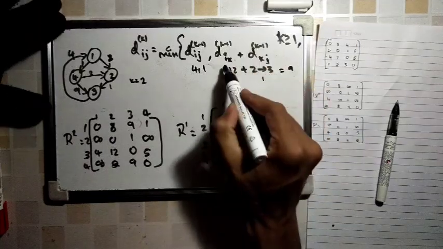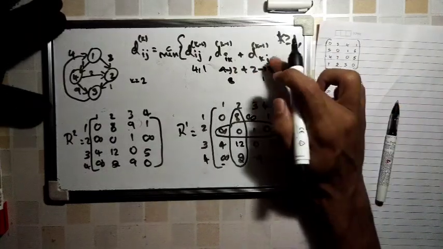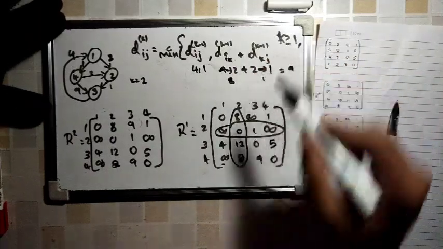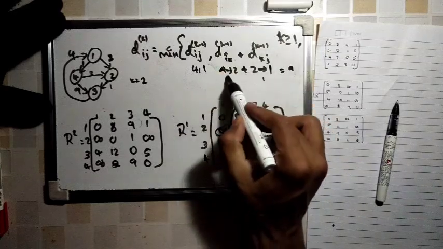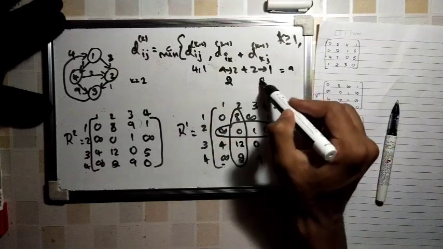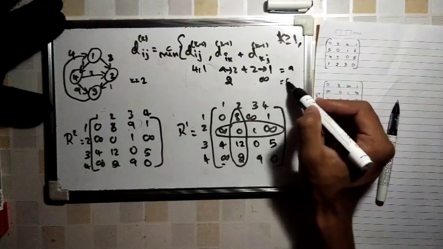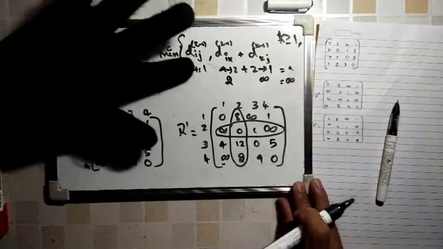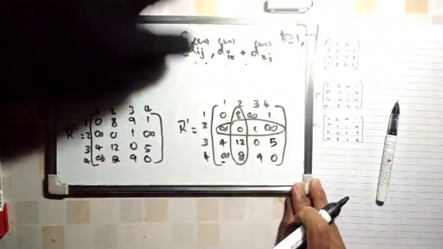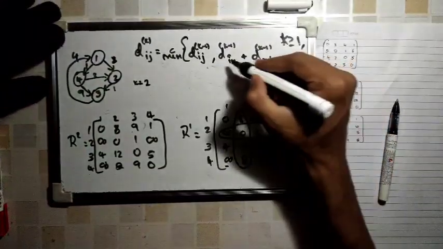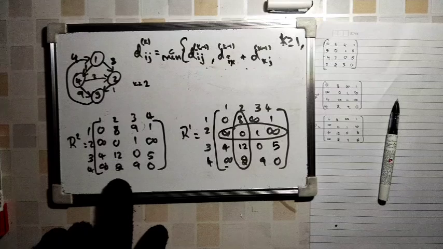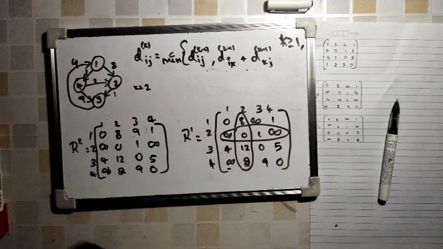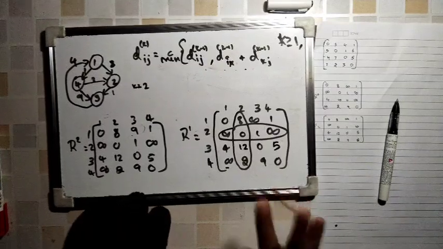So my i is 4 and my j is 1. So 4 to 2. 4 to 2 is 2 plus 2 to 1 is infinity. So it will be infinity itself. Okay. So it won't give anything. So this thing will remain as it is. Done. So this is my R2. So yeah, that is my R2.